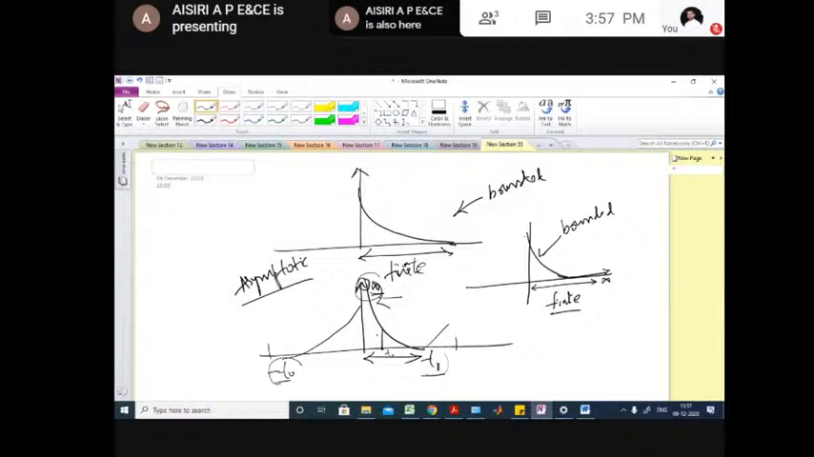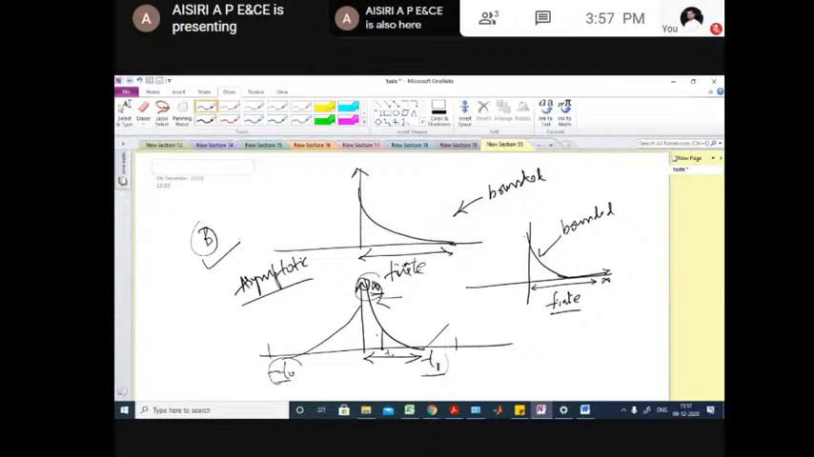And the statement D, that is a bounded signal will always have a finite energy. So that statement, so the option B is correct. Any finite signal or bounded signal will always possess a finite energy. So this is about the questions that were given in the earlier quiz.